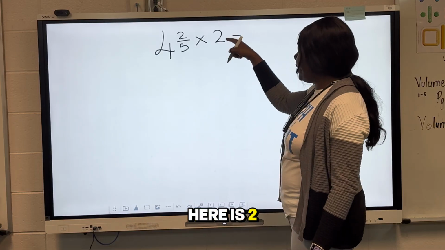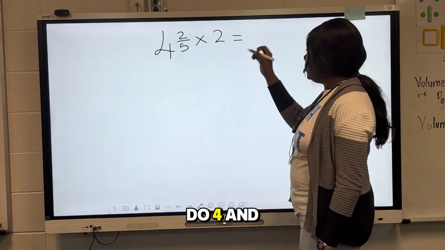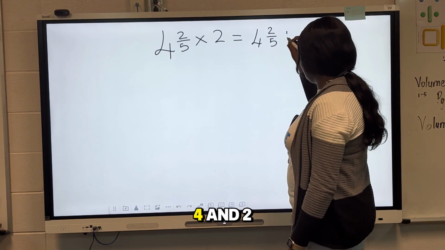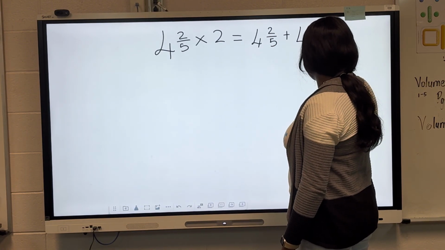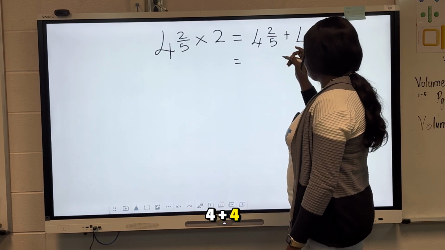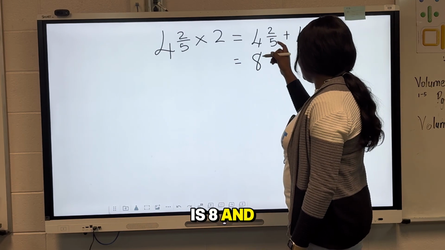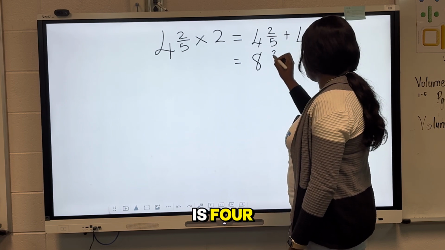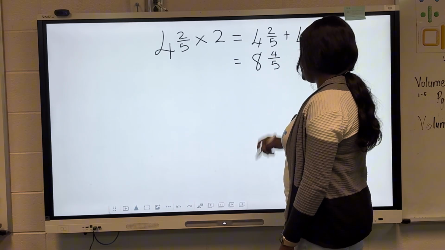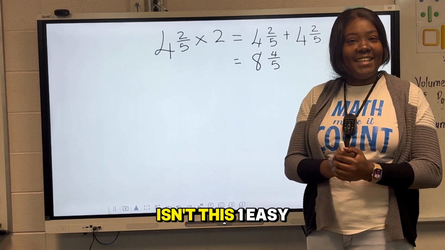My whole number here is 2. So I'm going to do 4 and 2/5 plus 4 and 2/5. 4 plus 4 is 8 and 2 plus 2 is 4 fifths. Isn't that one easy, guys?